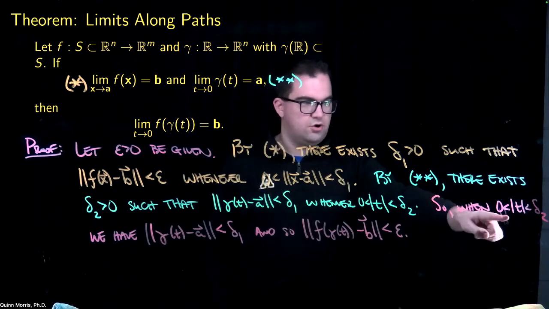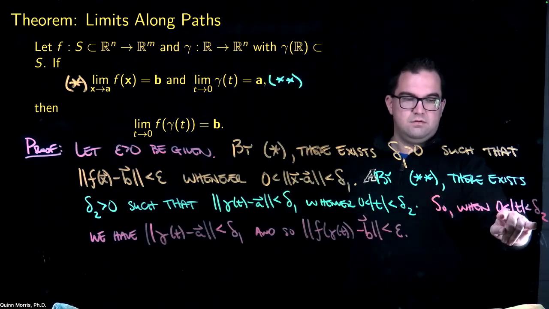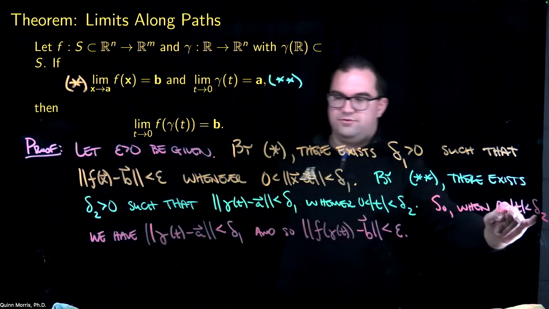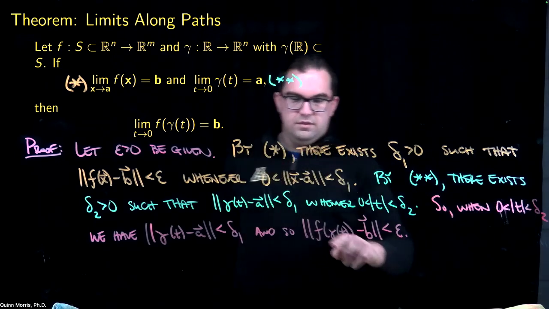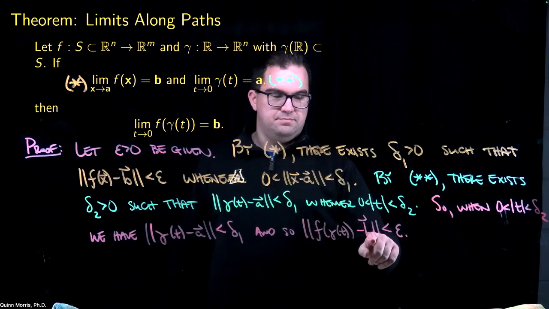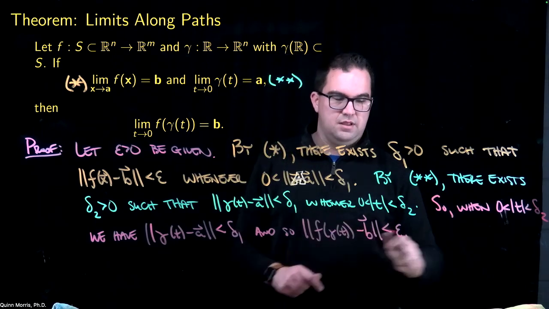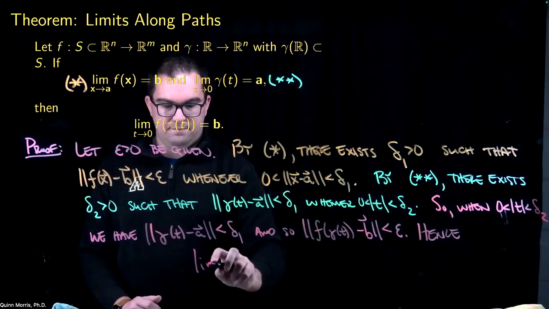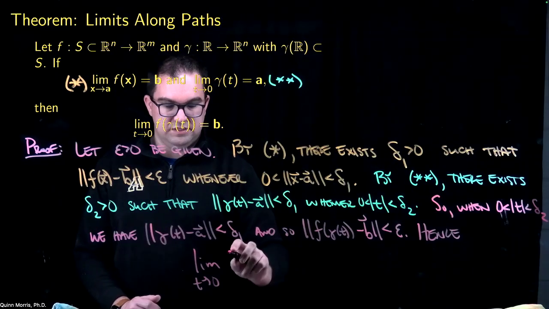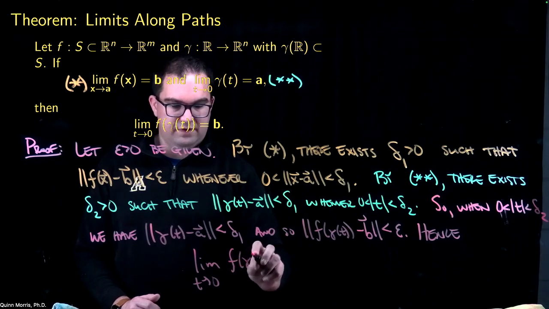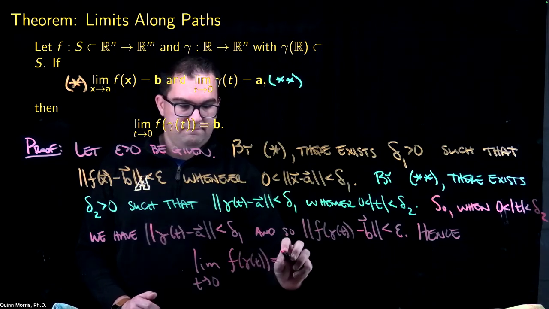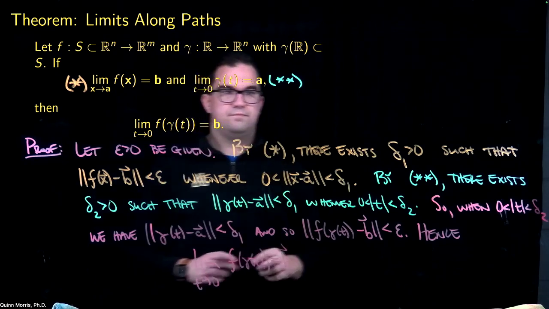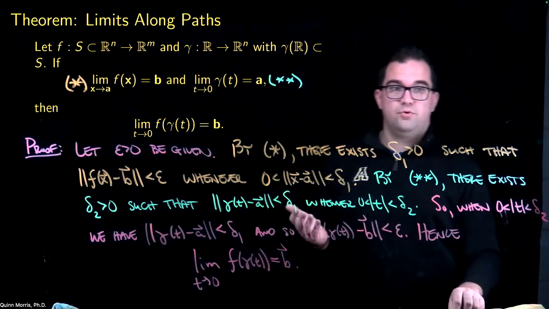But now what have we done? We've shown that when we get t close enough to 0, and when we get t, absolute value of t small enough, then f of gamma of t minus b in norm is less than epsilon. Well, that's exactly what it means for the limit as t goes to 0 of f of gamma of t to be equal to the vector b. All right. And that concludes the proof.